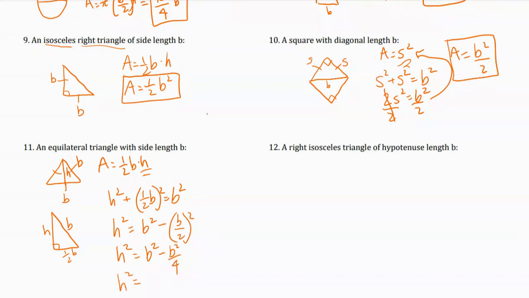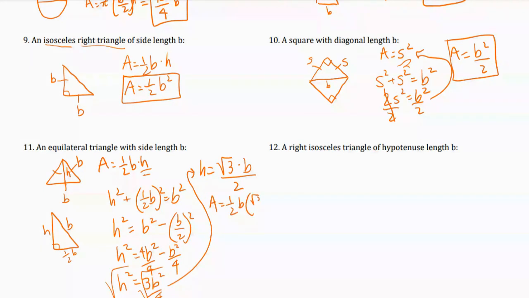H squared is equal to, get a common denominator, that's 3B squared over 4. So h is equal to, take the square root of both sides. Technically it's plus or minus, but because we're talking about side length, it's going to be positive. So that's root 3 times the square root of b squared, which is b, over the square root of 4, which is 2. The height is root 3 over 2 times b. So the area would be 1/2 b times root 3 over 2 times b. So the area is root 3 over 4 b squared.